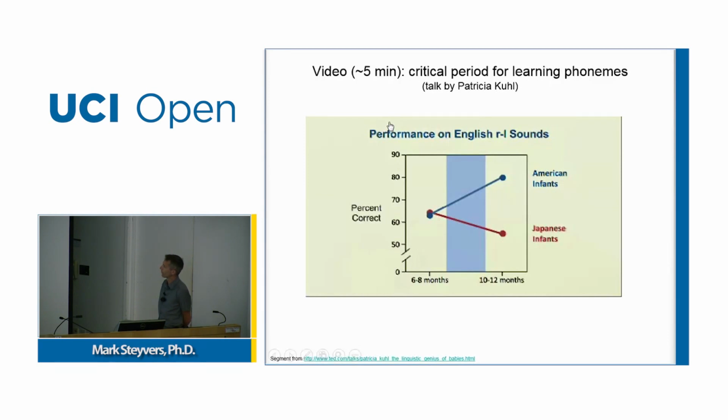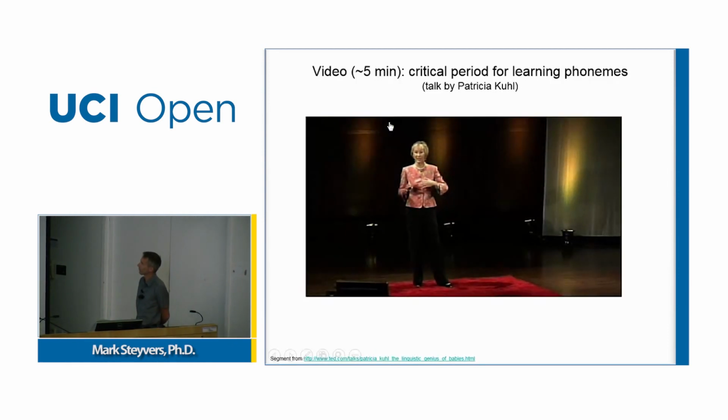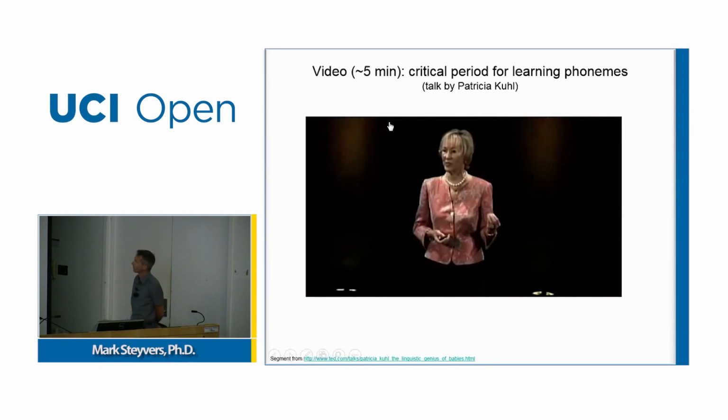So at 6 to 8 months, the babies are totally equivalent. 2 months later, something incredible occurs. The babies in the United States are getting a lot better. Babies in Japan are getting a lot worse. But both of those groups of babies are preparing for exactly the language that they're going to learn. So the question is, what's happening during this critical 2-month period? This is the critical period for sound development. But what's going on up there?